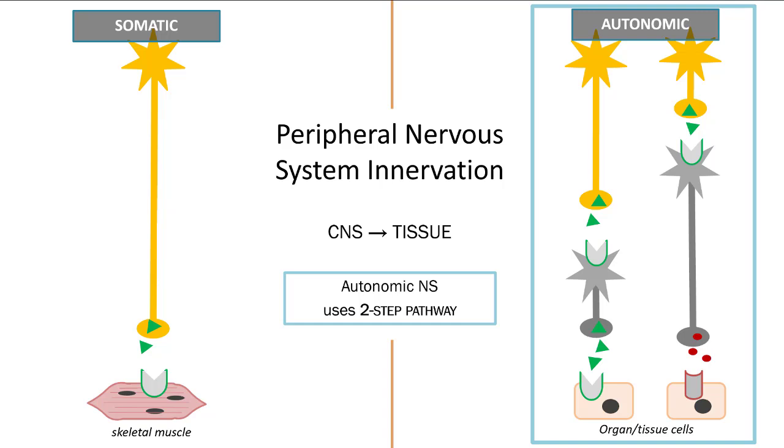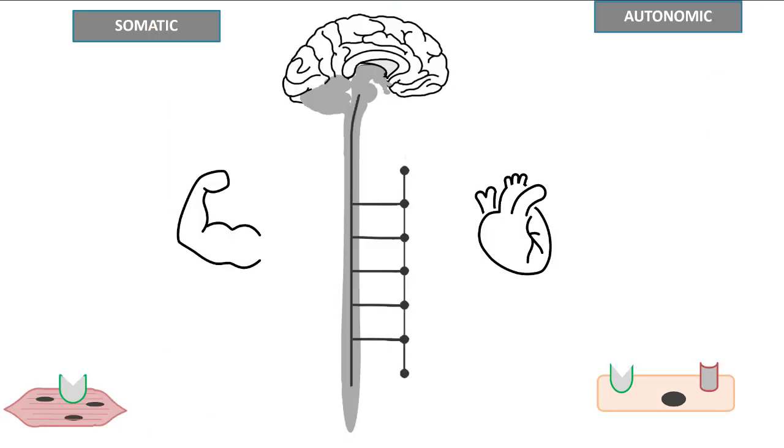The second neuron in gray can also be long or short, and in the end it will release either the green acetylcholine or red norepinephrine. So these represent our parasympathetic and sympathetic nervous system's two-step pathway, in contrast to what we see in the somatic pathway on the left. Note that the somatic only goes to skeletal muscles. It's one long neuron that releases its neurotransmitter acetylcholine, indicated by the green triangles.